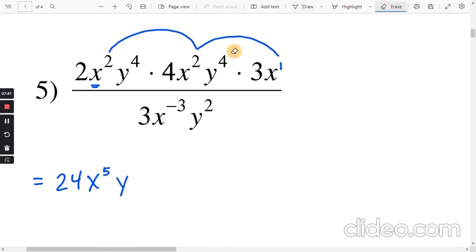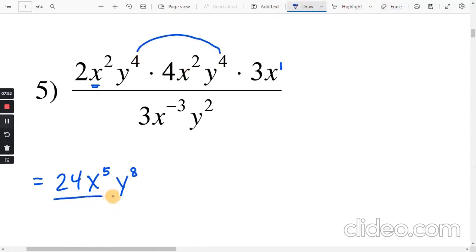And now let's do the y's. There's only 2 y's. We have y to the 4th and y to the 4th. 4 plus 4 is just 8. Okay, in the denominator, we have a 3, x to the negative 3, and y squared.